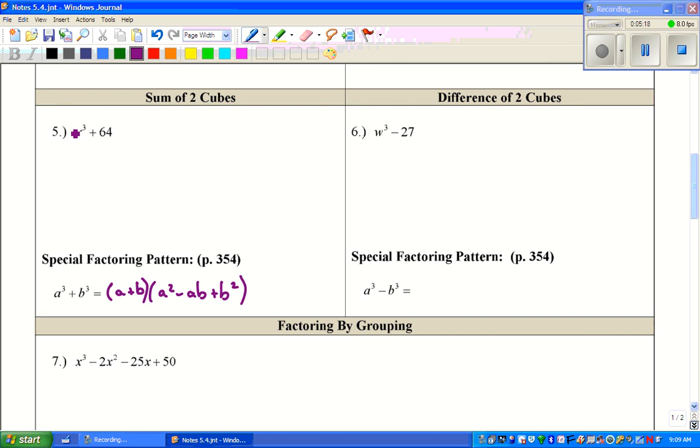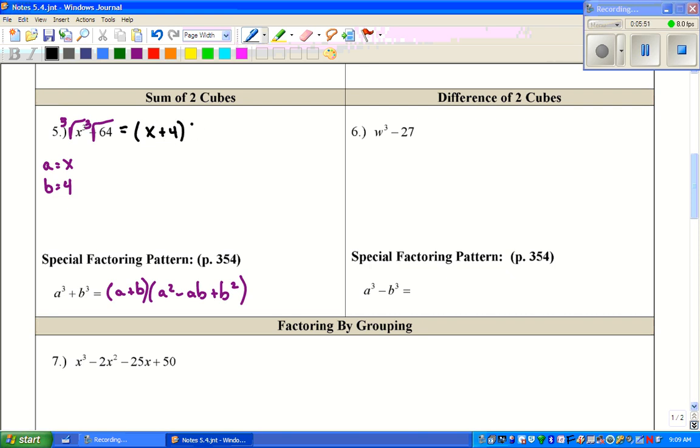So in this one, I would take the cube root of this, and I would take the cube root of this. To figure out what my a is, I'd take the cube root of that, which would give me x. My b value, I'd take the cube root of that, so you're going to end up with 4, because 4 times 4 times 4 gives you 64. So now, when you factor this one, you're just going to put in parentheses your a plus b. So I'm going to have x plus 4.